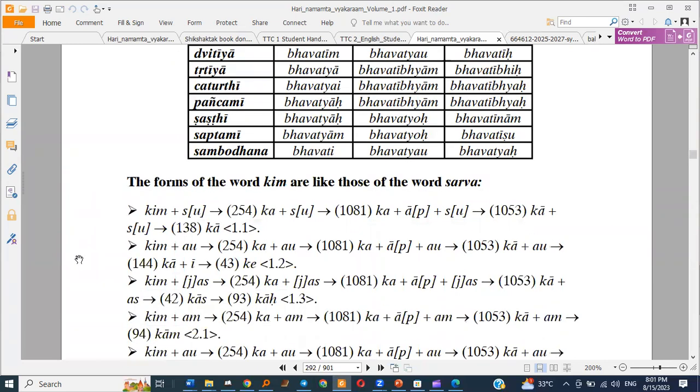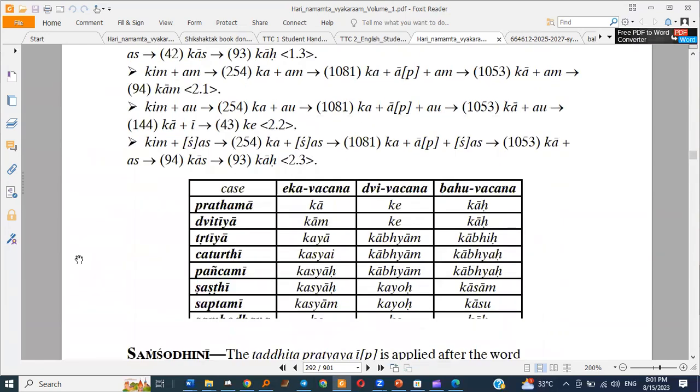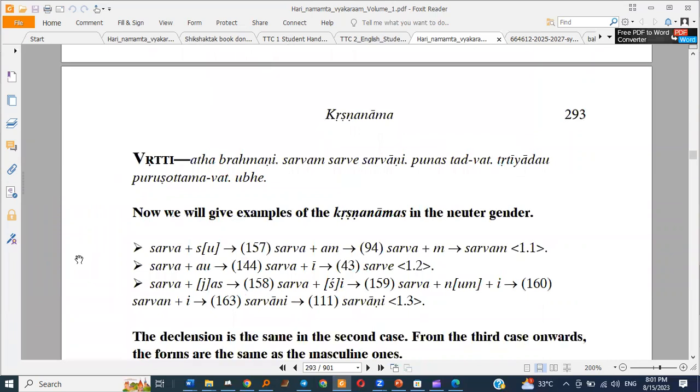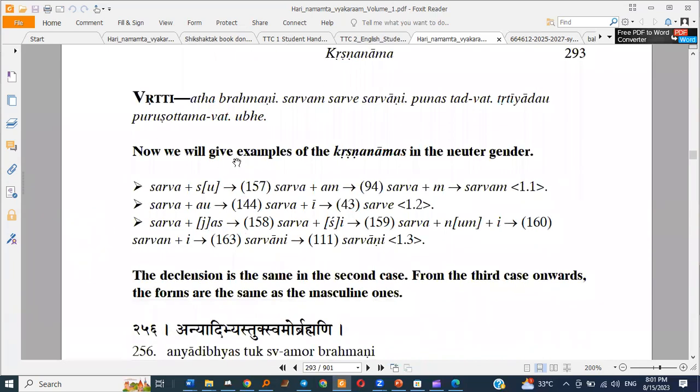Then the next word is kim. So kim plus su, Kim Hato Vishnu Bhaktav, then Vishnu Bhakti is following, so kim turns into ka, aap is inserted, so ka, ke, ka, just like we did sa, te, ta. Okay, now Krishna Nama is in the neuter gender. We did the Lakshmini as well.